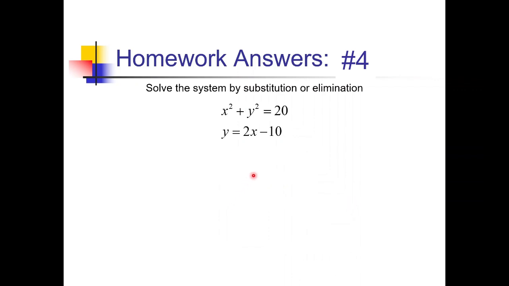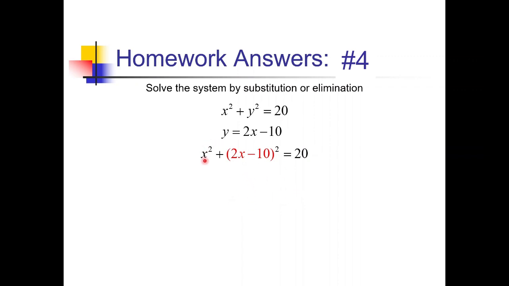For this problem, we're trying to solve this algebraically. Since I have one of the variables all by itself, this y right here, I'm thinking substitution is a good approach on this one. So I'm just going to take this stuff that y equals 2x minus 10 and replace the y in the first equation with all of that. So we've got (2x minus 10) quantity squared instead of y squared now. I'm going to go ahead and expand this so that I can start simplifying and solving this thing.